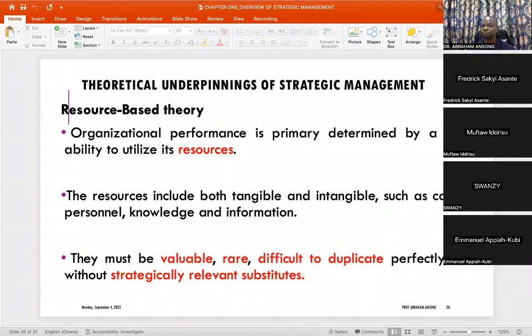I'm saying this because employees with a high level of experience are very valuable and rare and very difficult to duplicate in an organization. Let's say someone with 20 years working experience in a certain field in the organization.